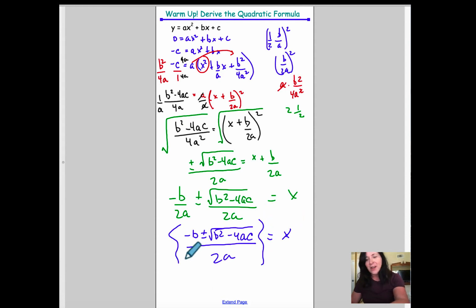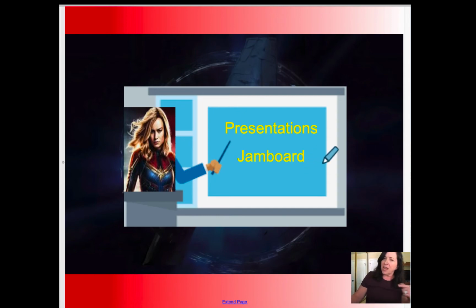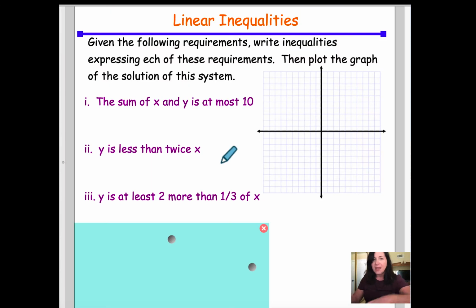Pretty cool, huh? Okay. Second part of today, we are actually doing some presentations, so we'll do that in class. Make sure you're ready. So we're going to start off doing our review for our quiz, which is the linear inequalities. By the way, the derivation is not on your quiz.